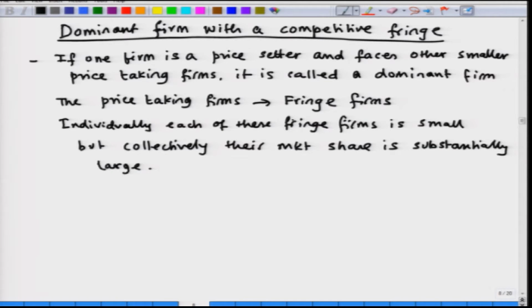So, why is it that some firm could be a dominant firm? Possibly this firm has been in this industry for a long time and has attained a reputation. Another reason is that it has a significant cost advantage, so it could be more efficient than other firms. Or some government policies might favor a particular firm, allowing it to be a dominant firm. There could be multiple reasons.